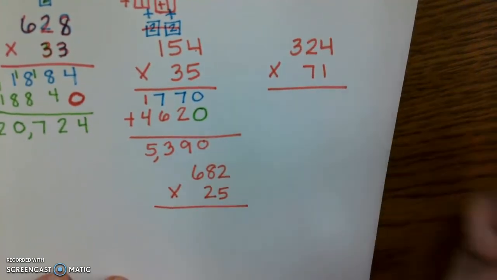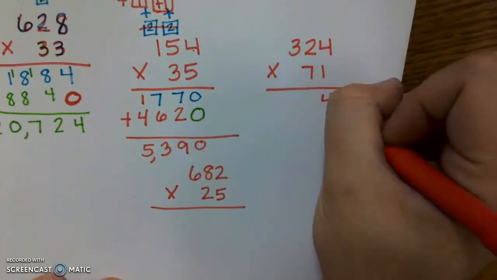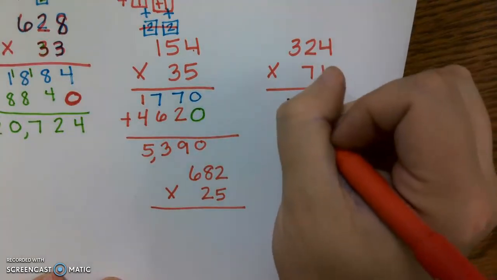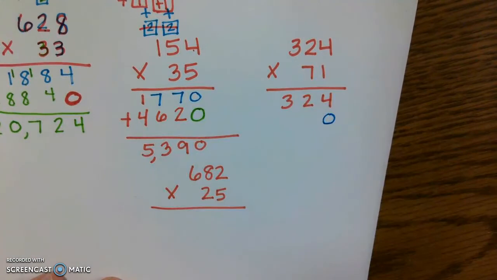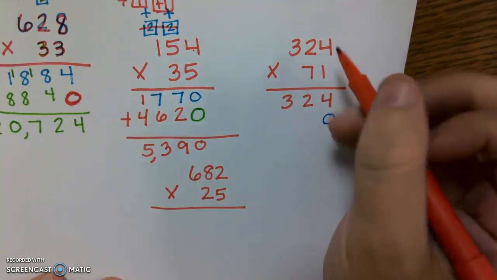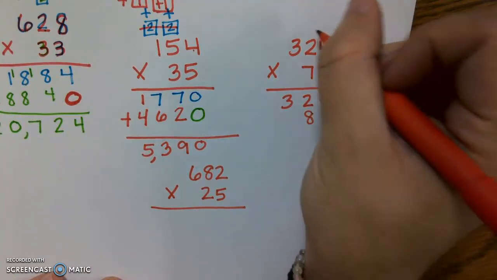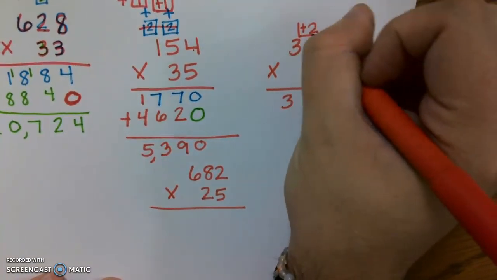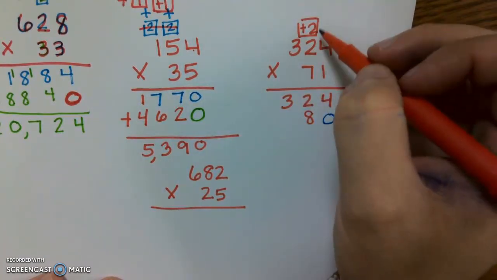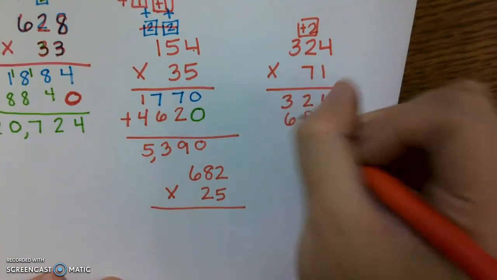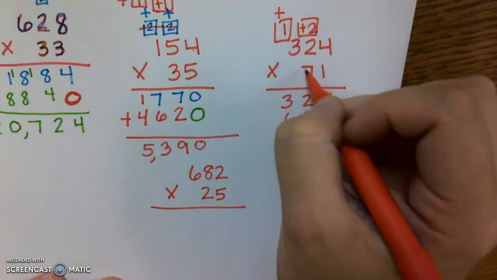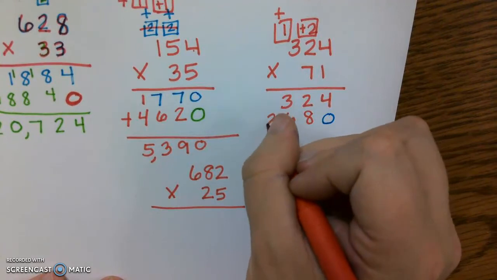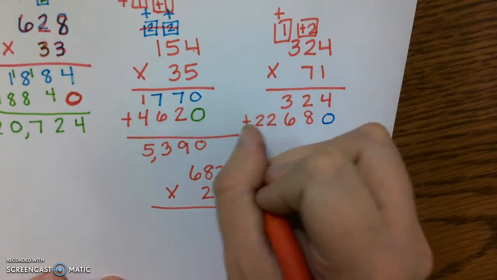Okay, next problem. 1 times 4 is 4. 1 times 2 is 2. 1 times 3 is 3. Then this magical number comes in as a placeholder. And then I can start regrouping my 10s. 7 times 4 is 28. So I'm going to drop my 8. I'm going to regroup my 2 to be added. 7 times 2 is 14. Plus 2 more is 16. So I'm going to drop my 6. I'm going to regroup my 1 to be added. 7 times 3 is 21. Plus 1 is 22. And then I can add.